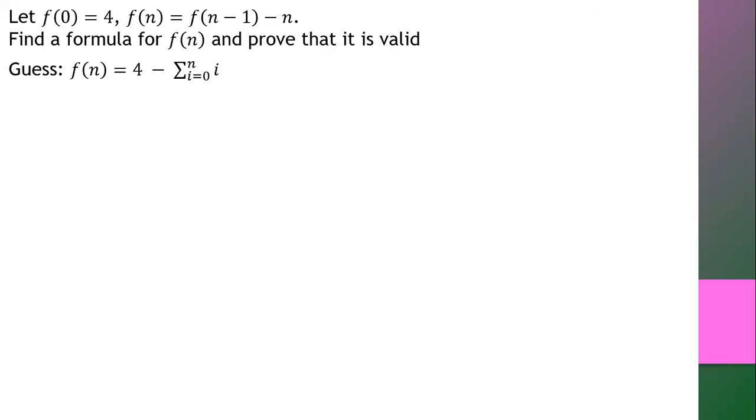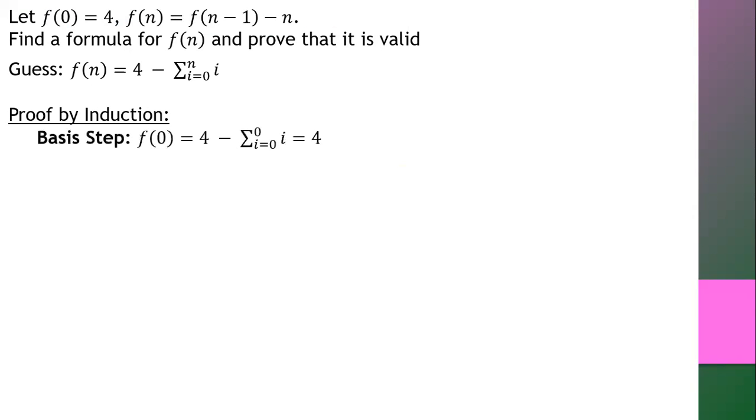So let's show that this formula provides the same answer as the recursive definition. We're going to do that with proof by induction. The basis step: plug 0 in, you get out 4. Excellent. That's what the recursive definition provided as well, that when you plug in a 0, you should get out a 4. So the formula and the recursive definition match for f of 0. They start the sequence at the same place.